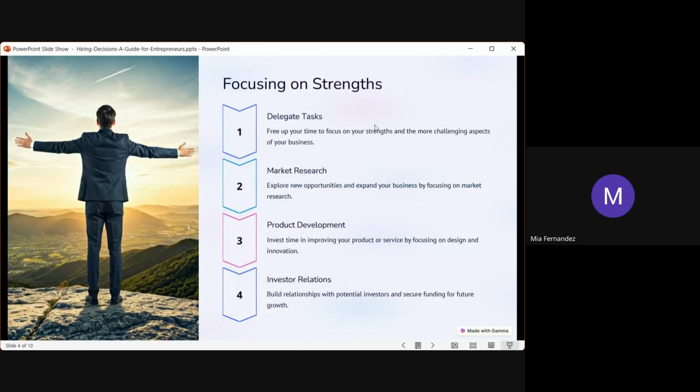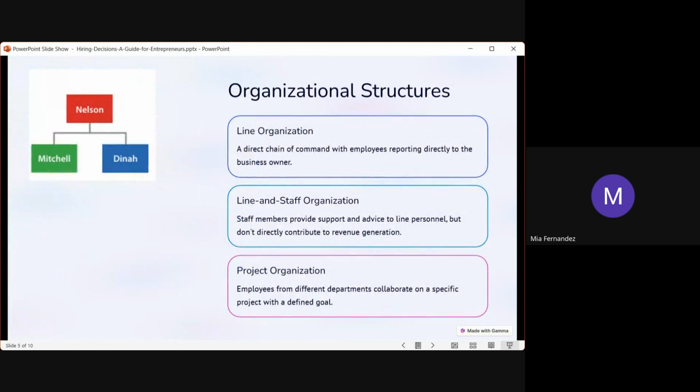And focusing on strengths, you need to delegate tasks, free up your time to focus on your strengths and the more challenging aspects. You need to do market research for opportunities. Then you need to develop your product, invest time in improving your product or service by focusing on design, and build relationships with potential investors.